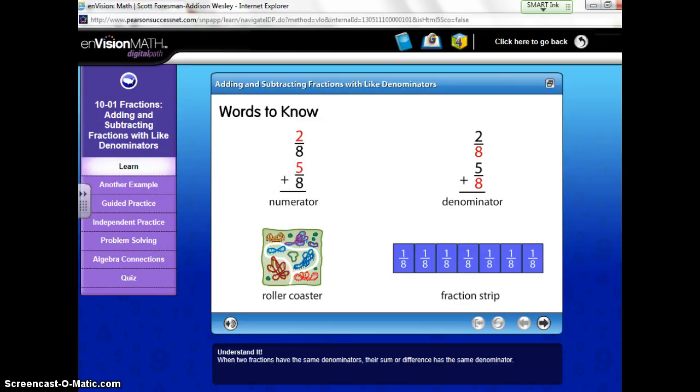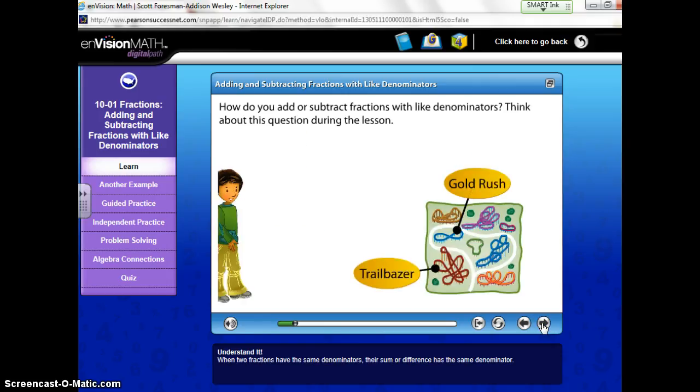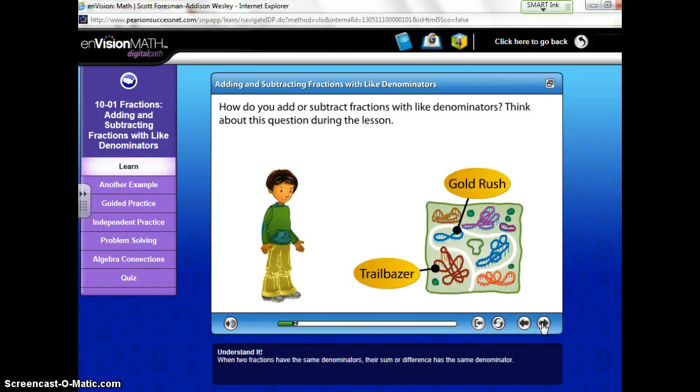We're going to add with them, we're going to subtract with them, we're going to multiply them, and we're going to divide them. All of that in topic 10. Okay? So today we're going to add and subtract, but the good news is we're going to keep our denominators the same, and that makes things a lot easier. So how do we add or subtract fractions that have the same denominator?